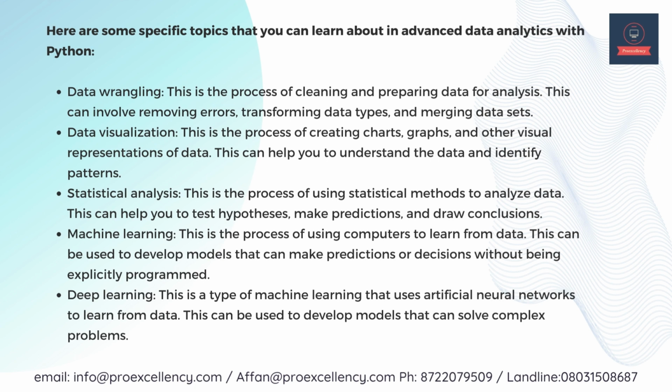Statistical analysis. This is the process of using statistical methods to analyze data. This can help you to test hypotheses, make predictions, and draw conclusions. Machine learning. This is the process of using computers to learn from data. This can be used to develop models that can make predictions or decisions without being explicitly programmed. Deep learning. This is a type of machine learning that uses artificial neural networks to learn from data. This can be used to develop models that can solve complex problems.